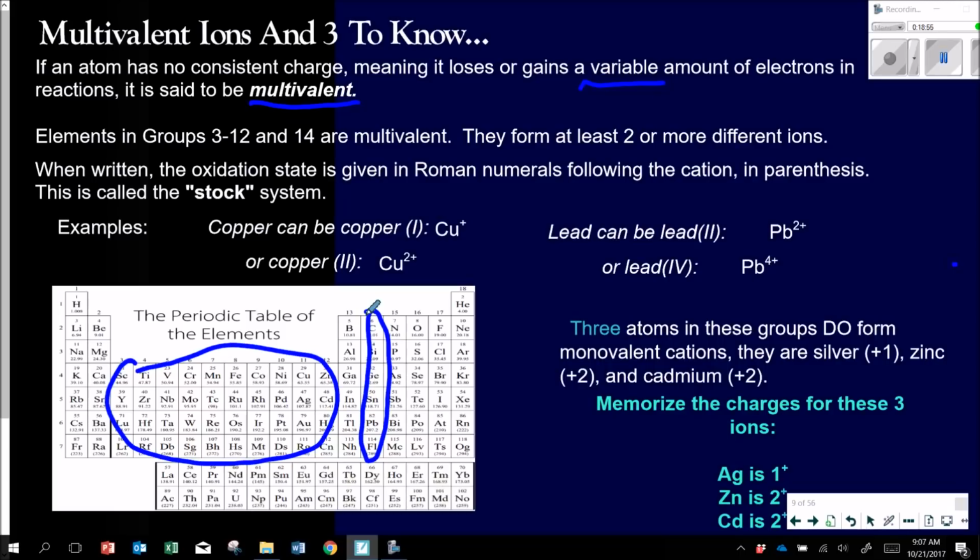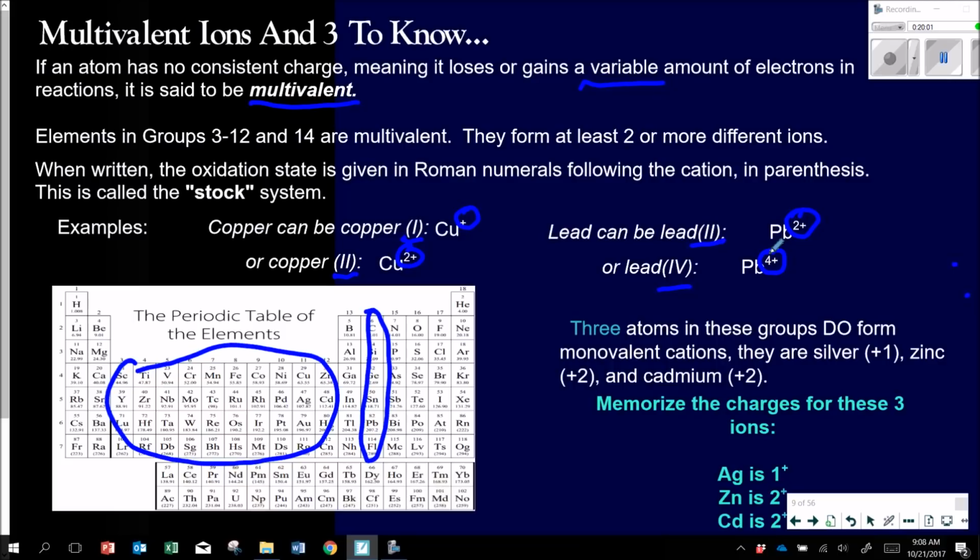When written, the oxidation state is given in Roman numerals following the cation, and it is written in parentheses. This is called the stock system. For example, copper can be copper 1, so copper with Roman numeral 1 has a charge of +1. Or it could be copper 2, so copper with Roman numeral 2 has a charge of +2. Lead could be lead 2 or lead 4, so lead 2 will have a charge of +2, and lead 4 will have a charge of +4. So the Roman numeral tells you the oxidation state or charge.